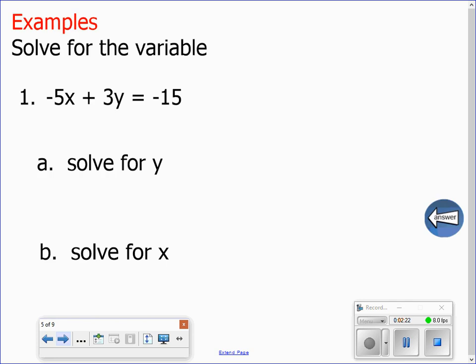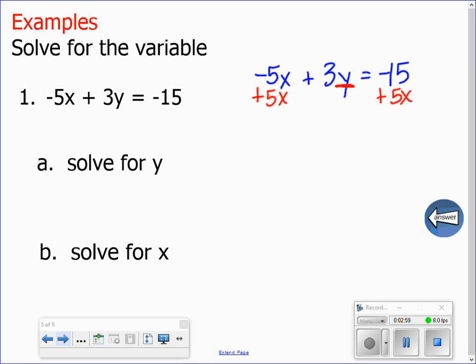If we look at example 1, we have the equation negative 5x plus 3y is equal to negative 15. And part A wants us to solve this equation for y. So we're going to manipulate this equation so that instead of negative 15 being by itself, we have y by itself. This means that we need to get rid of everything that is not this y right here. So the first thing we're going to get rid of is this negative 5x. To get rid of a negative 5x, we're going to add it to both sides. So add 5x to both sides.